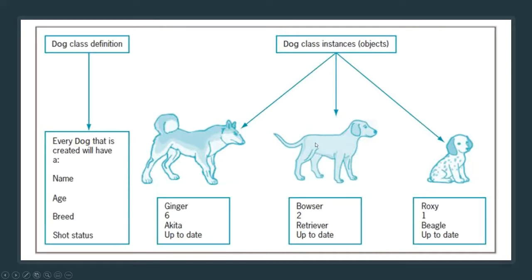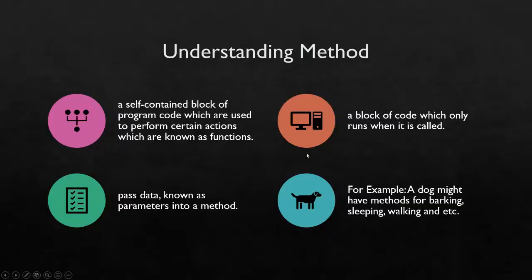Now let's move on to understanding the method. A method is a self-contained block of program code which is used to perform certain actions, which are known as functions. Basically, in C++, when you have already undergone C++, you can relate methods to functions in C++. Basically, methods are just functions.